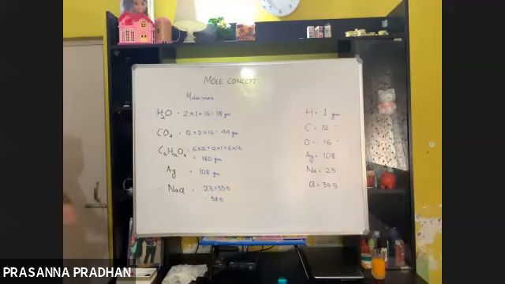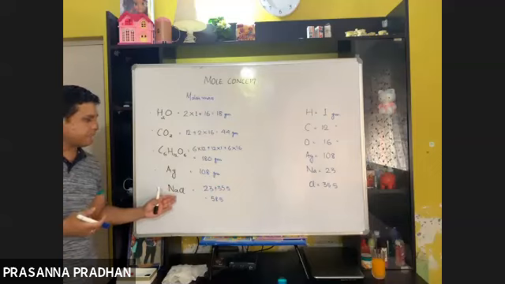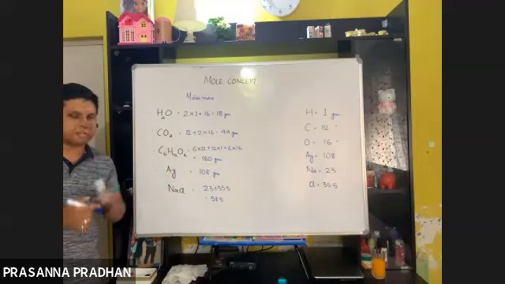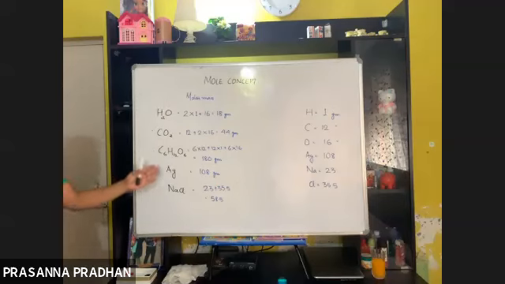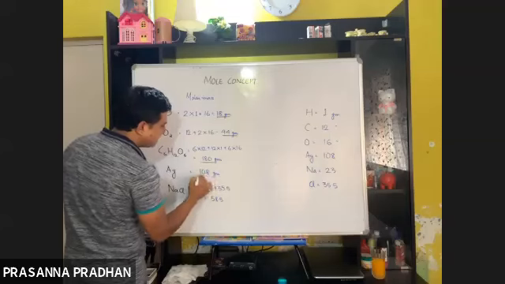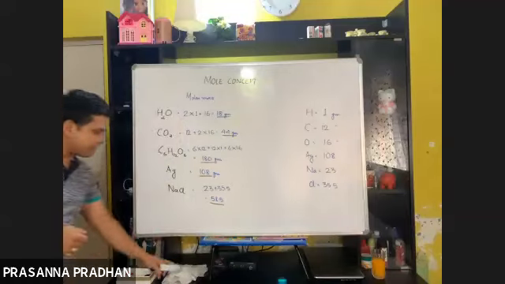Okay, so the terms formula mass and molecular mass mean the same. Just for ionic compounds, instead of molar mass, we say formula mass. So these are the molecular masses of these compounds and this element. So what are the molar masses? It's 18, it's 44, it's 180, it's 108, it's 58.5. So these are the molar masses.